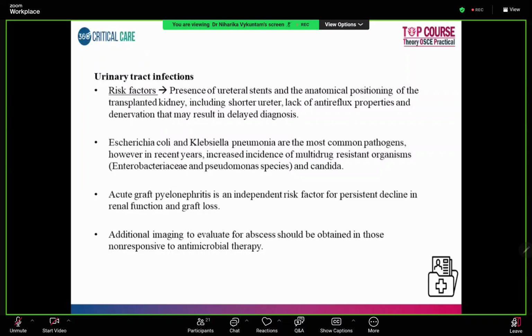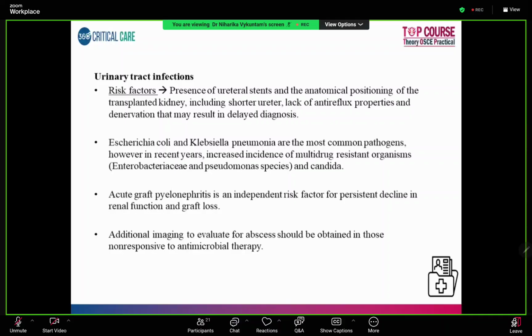Okay, the most common organisms are E. coli and Klebsiella, but nowadays, because of increased incidence of MDRs, even Enterobacteriaceae and Pseudomonas are becoming more common organisms for UTIs in kidney transplant recipients. And in fungus, Candida is the most common cause. Acute graft pyelonephritis is one of the independent risk factors for persistent decline in renal function and graft loss in these patients.